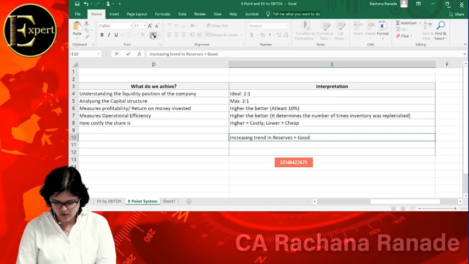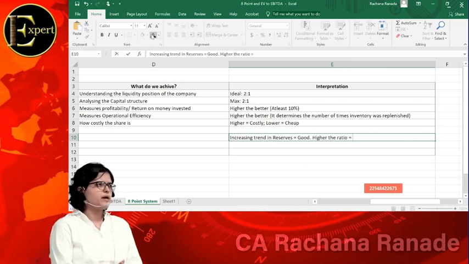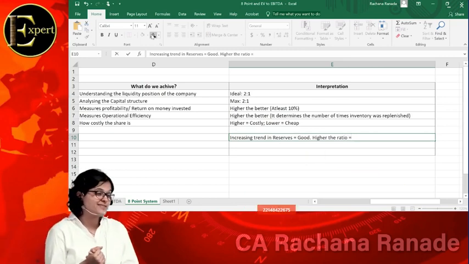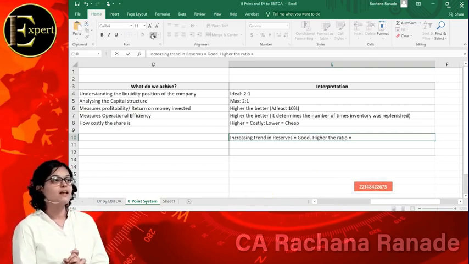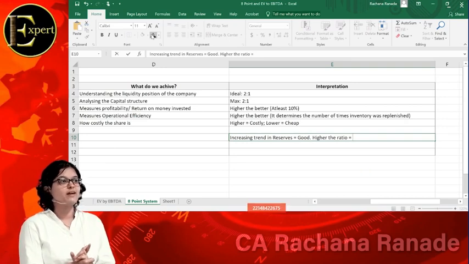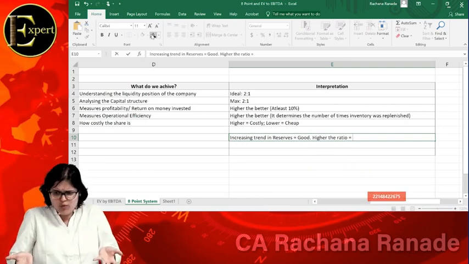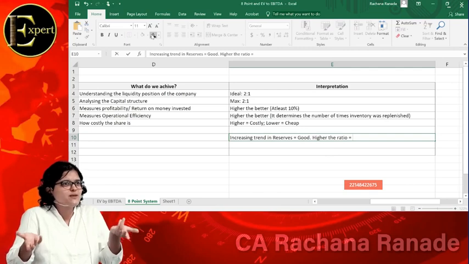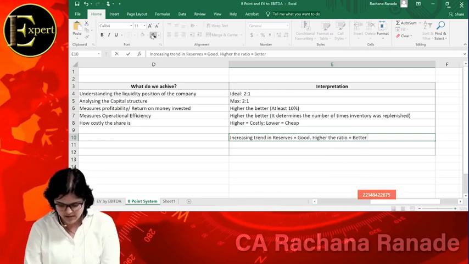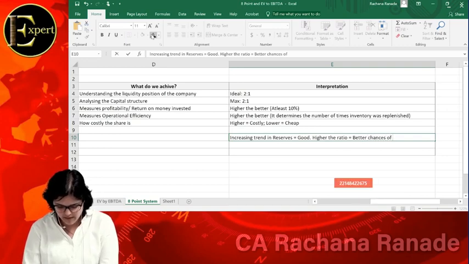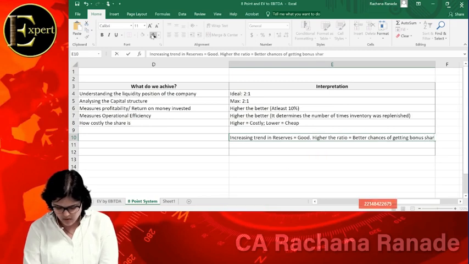Increasing trend in reserves is equal to good, full stop, agreed. But the higher the ratio is equal to, one more thing, if you remember, I told you, the higher the ratio, there are chances that the company will declare bonus shares or will declare dividend. Because what are they going to do with the surplus? They have to distribute it to the shareholders at some point of time, right? Correct? So the higher the ratio, the better the chances of getting what? Bonus shares or dividend.